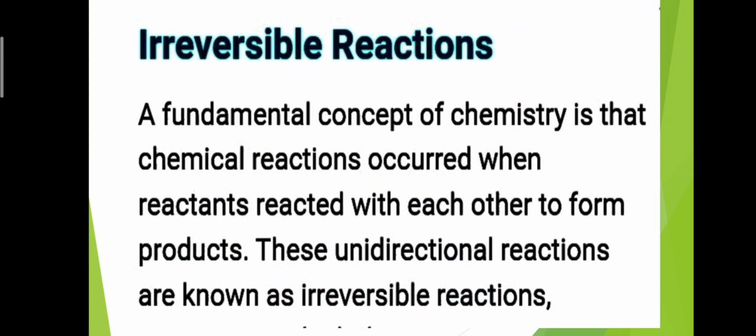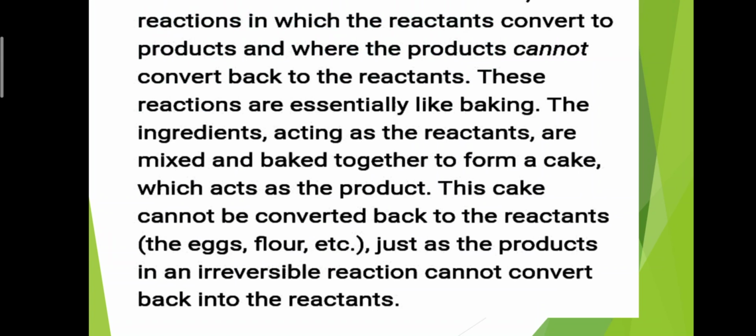Now irreversible reactions. A fundamental concept of chemistry is that chemical reactions occur when reactants react with each other to form products. These unidirectional reactions are known as irreversible reactions. They are reactions in which the reactants convert to products and the products cannot convert back to the reactants. These reactions are essentially like baking. The ingredients acting as the reactants are mixed and baked together to form a cake, which acts as the product. This cake cannot be converted back to the reactants, that is the eggs or flour, etc. Just as the products in an irreversible reaction cannot convert back into the reactants.